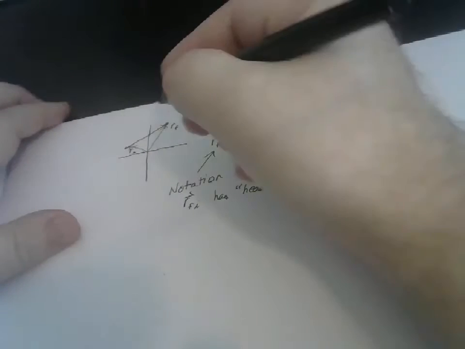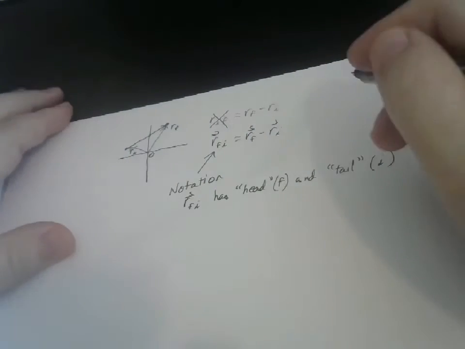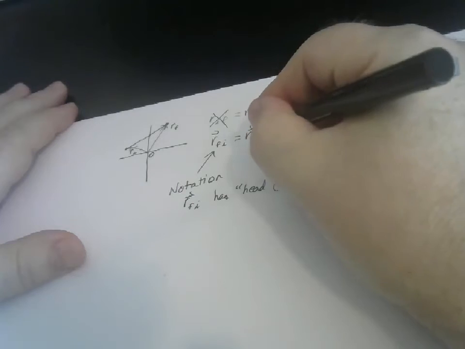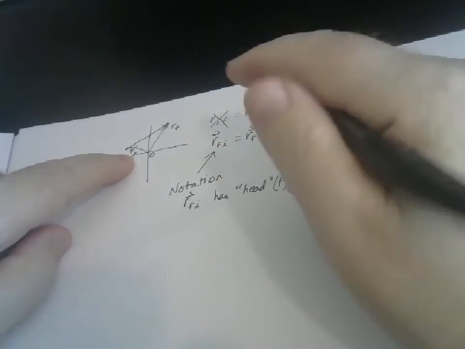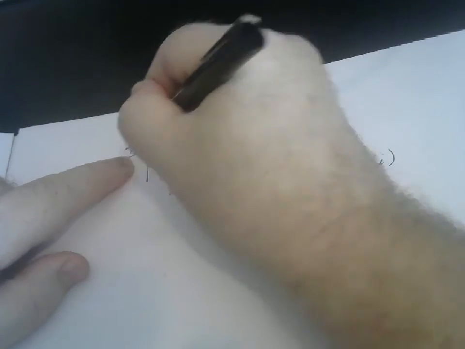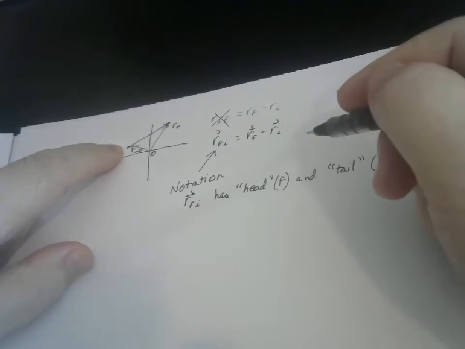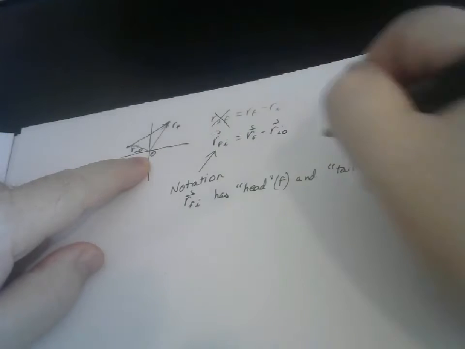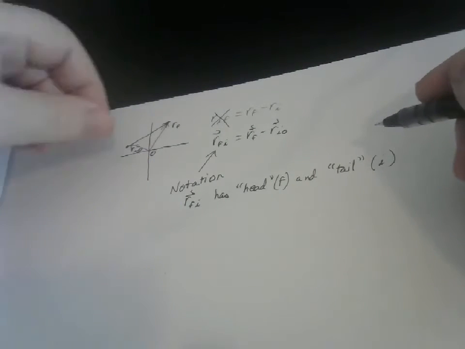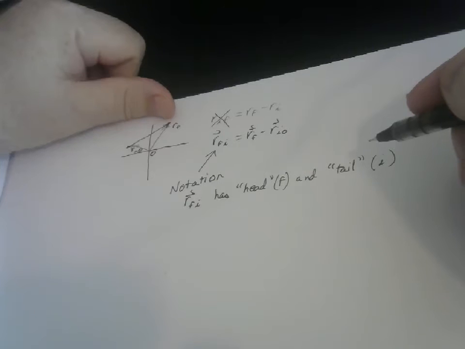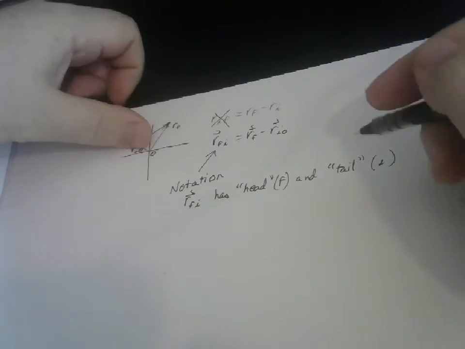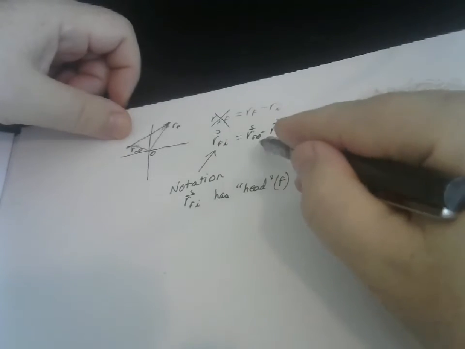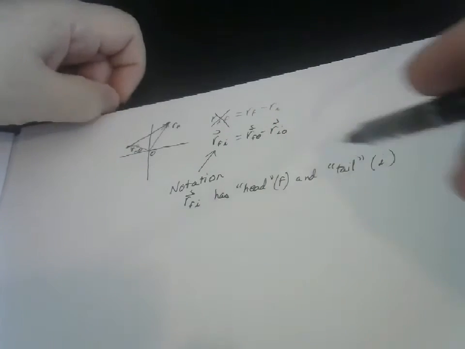Now let me label this point O because it's the origin. And I can also say that this vector here is R with the head at I and the tail at O. So I'll put that over there. And this is the vector with the head at F and the tail at O. So it is RFI equals RFO minus RIO.